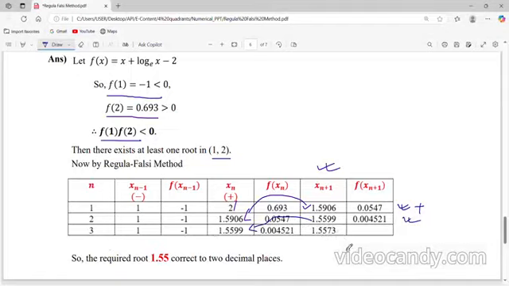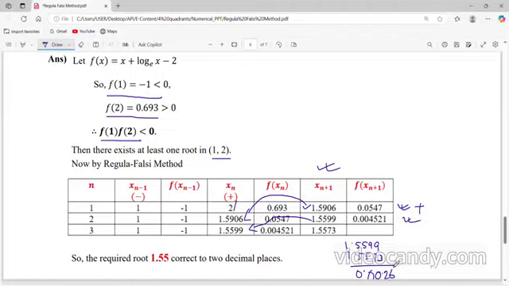Now we can find the difference between 1.5593 and 1.5573. What is the difference? The difference is here 6, here 2, so 0.200026, which is very minimum, so we can stop here.